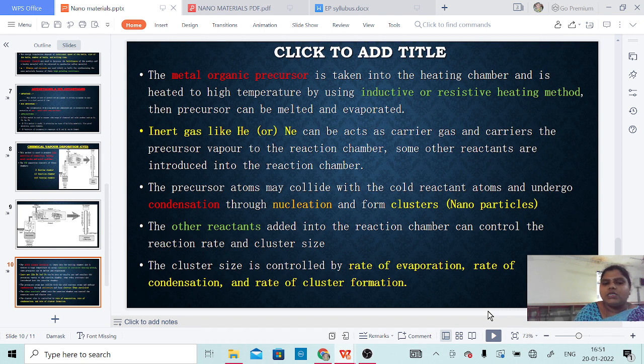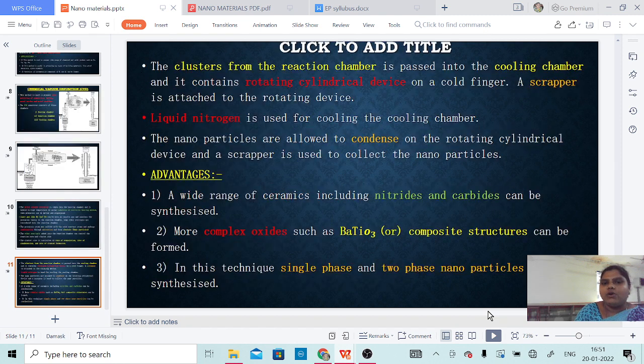So what is the action of the precursor here? The precursor atoms may collide with the cold reactant atoms and undergo condensation through nucleation and form clusters known as nanoparticles. Now the other reactants added into the reaction chamber can control the reaction rate and cluster size. So the cluster size is controlled by the rate of evaporation, rate of condensation and rate of cluster formation. The size must be controlled.